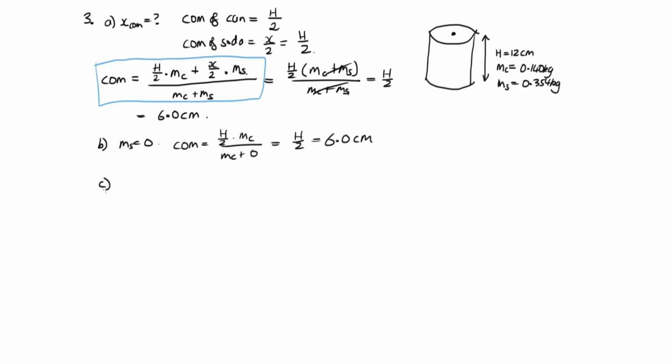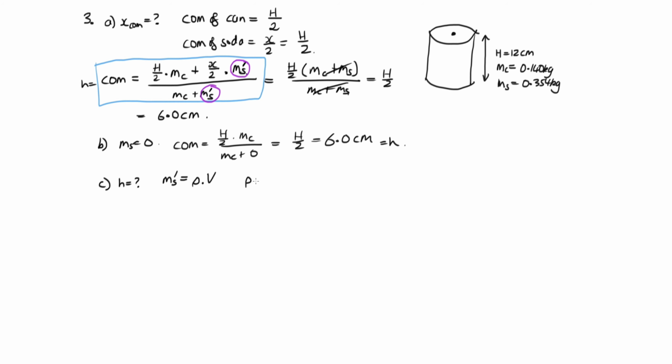Okay, now in part C, we're asked what happens to the center of mass, which is H. So this is H, this is H, as the soda drains out. So let's refer to this variable mass of soda as ms dash. So ms is the initial total mass of soda, and ms dash is the amount of soda that's actually in the can. So ms dash is going to be equal to the density of the soda times the volume.